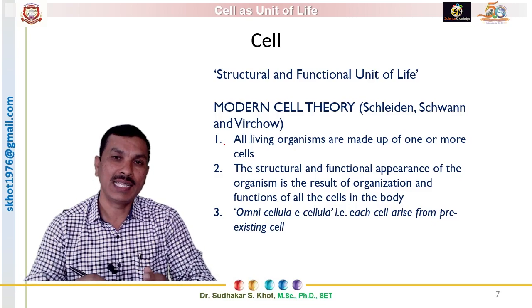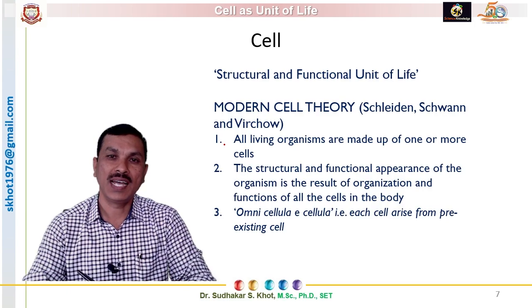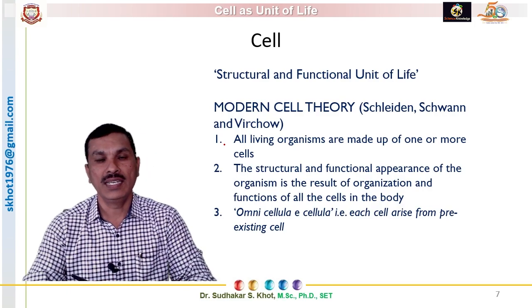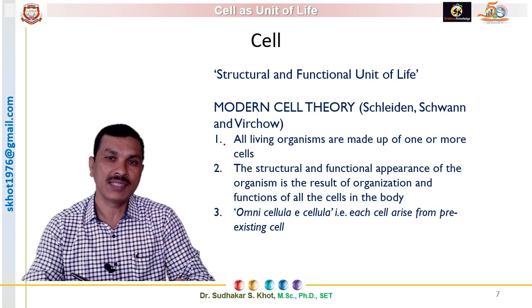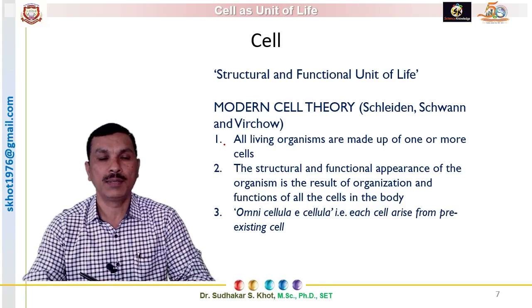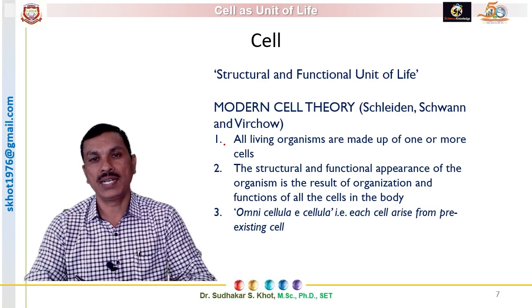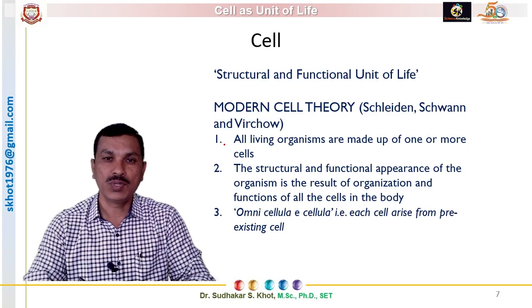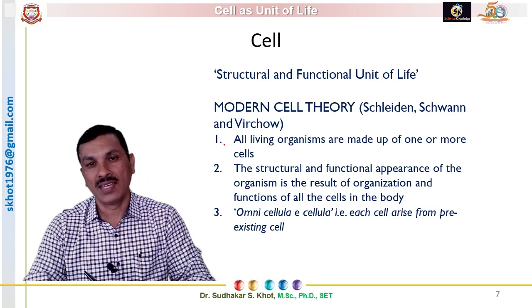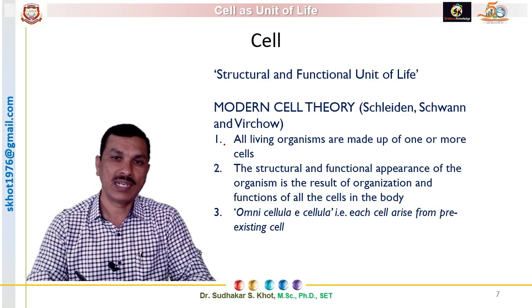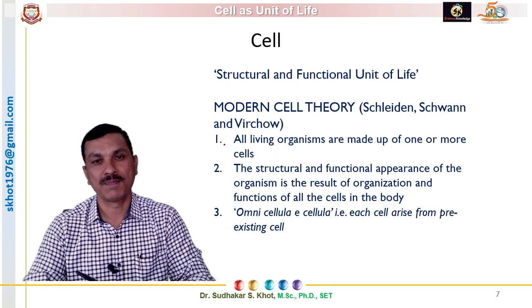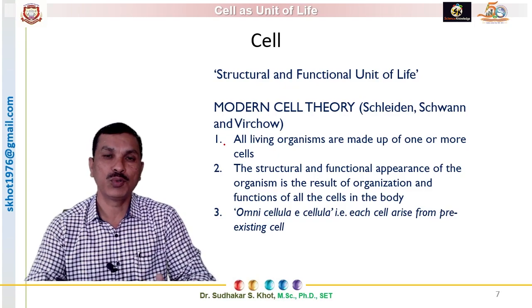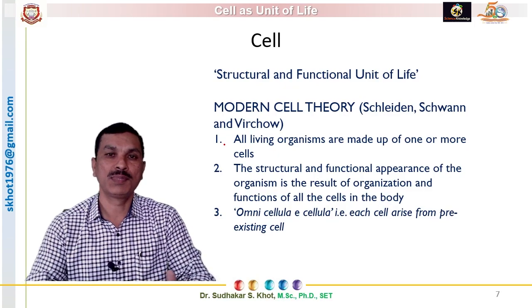Similarly, they stated that the appearance and the functioning of the organism is a result of the aggregate action and organization of the cells present in their body. And the third postulate, later added to this cell theory, explains how the cells are produced. This third statement was proposed by Rudolf Virchow, and according to him, omnis cellula e cellula, which means that each cell arises from a pre-existing cell. So cells multiply into daughter cells, and the number of cells form their body.